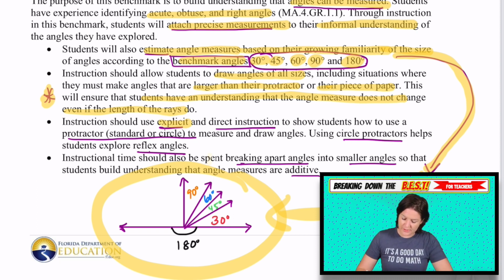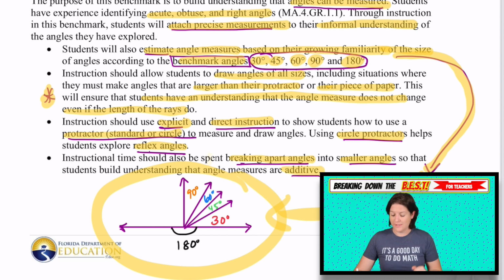Instruction should use explicit and direct instruction to show students how to use a protractor, a standard protractor, which is that half circle, and a circle protractor. Using circle protractors helps students to explore those reflex angles, angles that are greater than 180 degrees, that straight line. Instructional time should also be spent breaking apart angles into smaller angles so that students understand that angle measures are additive, that you can add them up and find a sum.